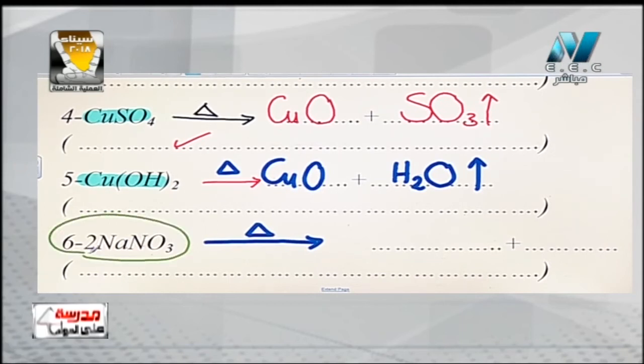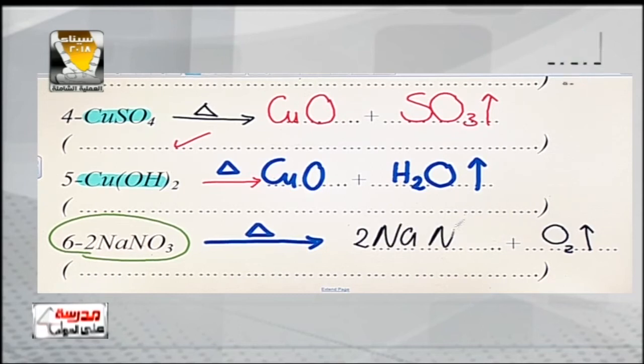As we remember, the color of sodium nitrate is white, but here it loses oxygen and just leaves one oxygen atom. And here we have 2NaNO2, sodium nitrite, and its color is yellowish white.